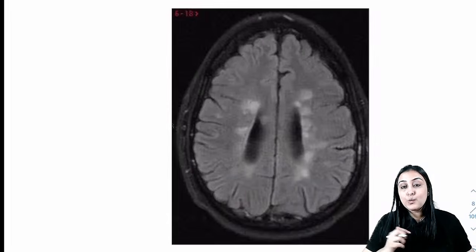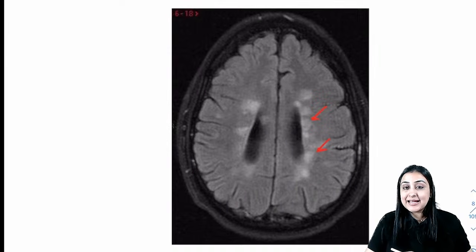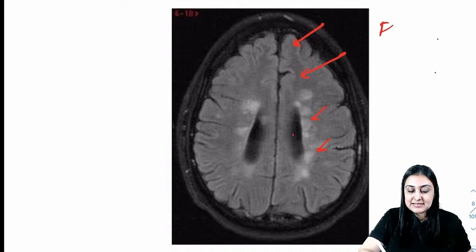Why did we do FLAIR? One more time I am repeating. We did FLAIR to see something like this. Can you now appreciate this is a FLAIR sequence? Water dark, and look at gray matter, white matter. White matter is darker than the gray matter. So this is a FLAIR sequence.